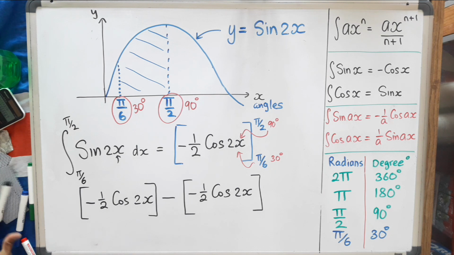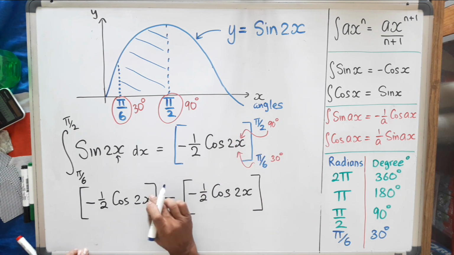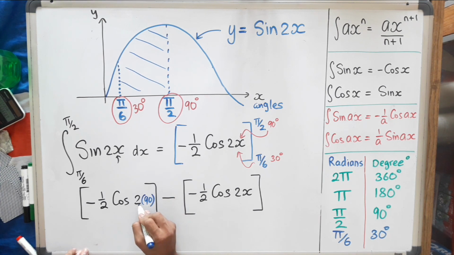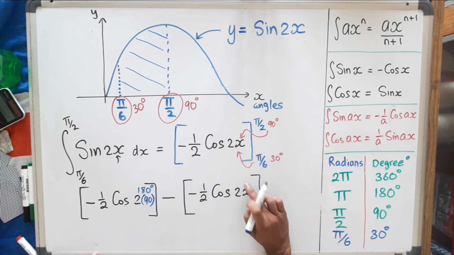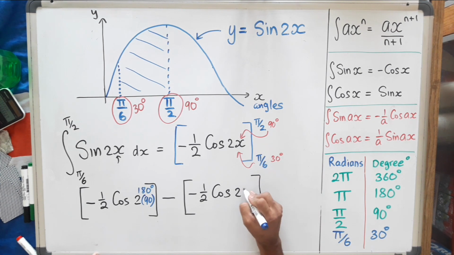We are going to replace the first x with 90 degrees. So when I replace this with 90 degrees, 2 by 90 is 180. So you're already going to cosine 180. And we're going to replace this x here with the 30 now. So erase it, put 30. 2 by 30 is 60 degrees.